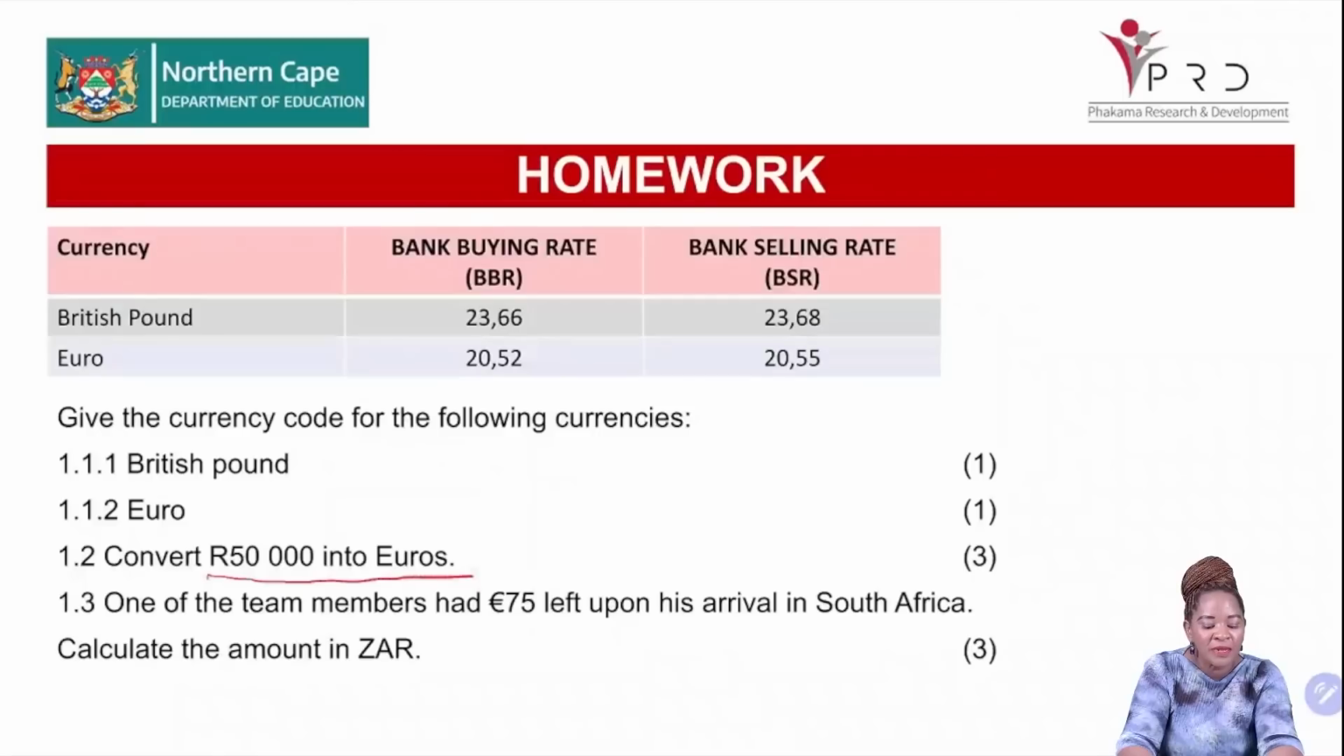And then in 1.3, one of the team members had 75,000 euros left upon his arrival in South Africa. Calculate the amount in rand. So you can see in this homework, you will be converting a South African rand into a major currency and converting a major currency into a rand. So what is it that you need to do? What are the rules that you're supposed to apply here for you to be able to get your marks? So remember, if you are going to do this homework alone, you will be able to answer question 3 in the exam, grade 12 learners.